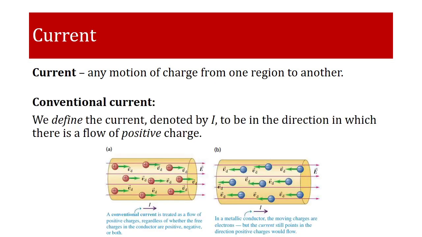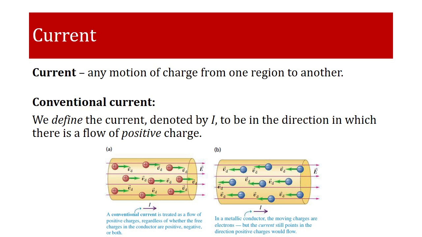Current is any motion of charge from one region to another, and we define the current, which is denoted by capital I, to be in the direction in which there is a flow of positive charge. So kung asa dapit ang flow sa positive charge, although we know that electric current is driven by the movement of electrons, we take the direction of the positive charge as the direction of the current.